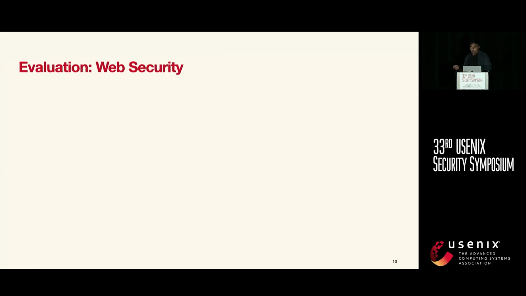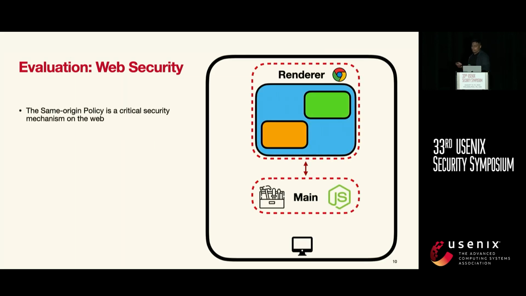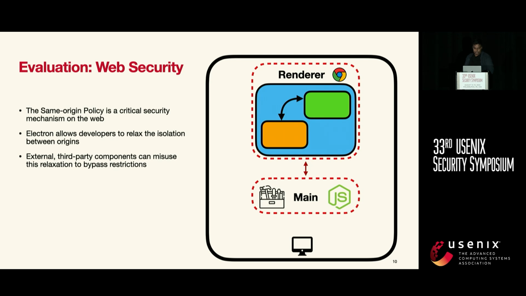Similarly, when you talk about security on the web, one of the main critical fundamental ideas is same origin policy, which basically prevents interactions between content loaded across different origins. But Electron allows developers to relax this isolation and enable such communication between different third-party origins. And as a result, these components can use malicious interactions to basically attack each other. We found at least 8 apps completely disabled this standard feature.